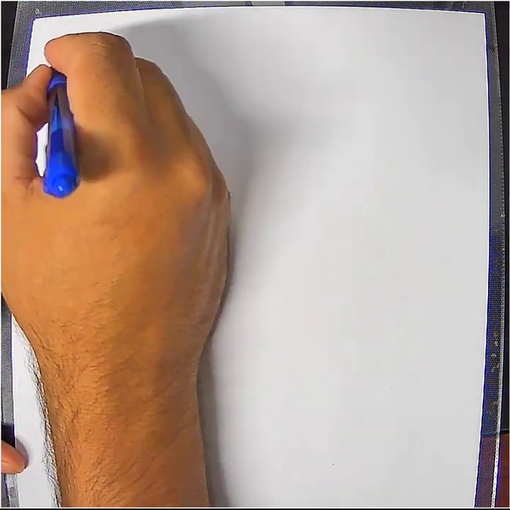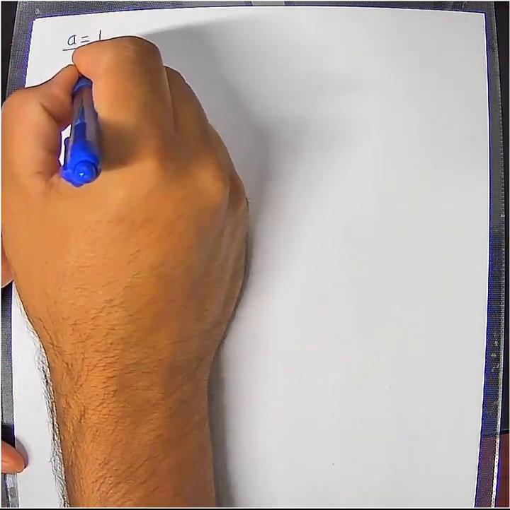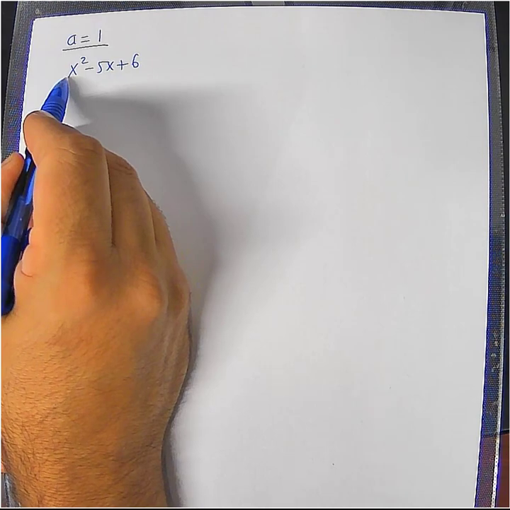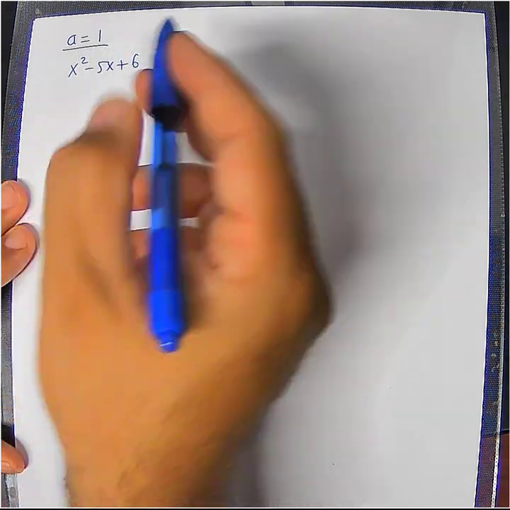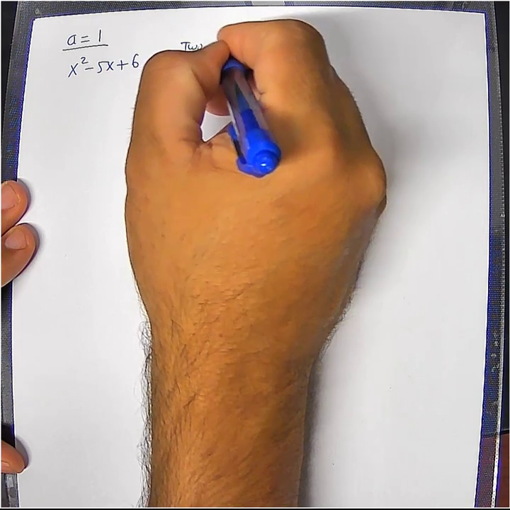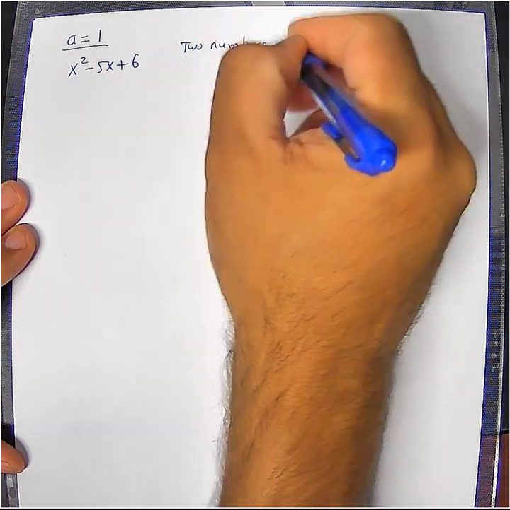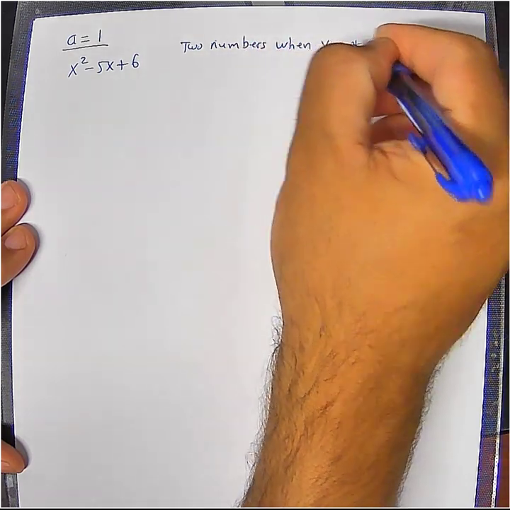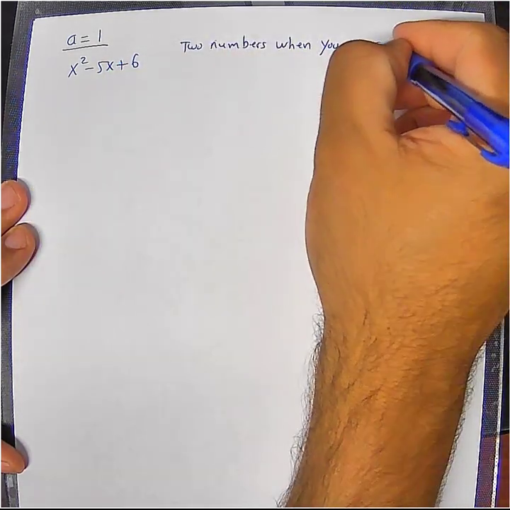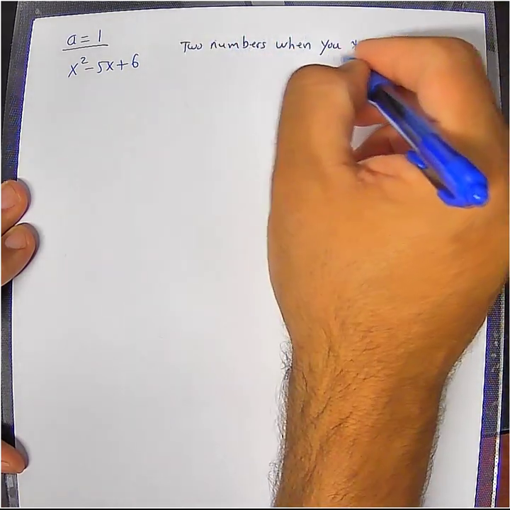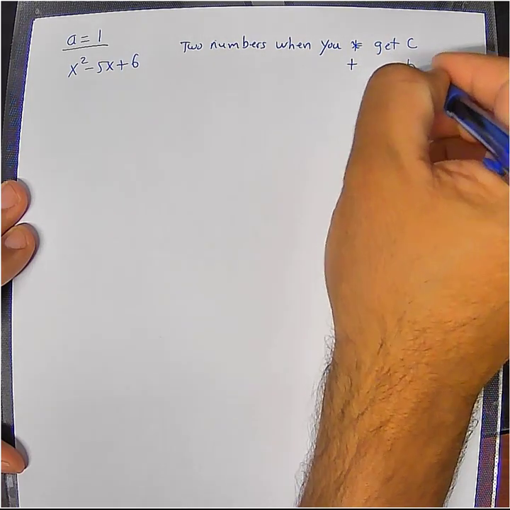So let's do x squared minus 5x plus 6. As you see here, a is 1. When this happens, then two numbers, when you multiply, you get the c, and two numbers, the same numbers, when you add, you get b.